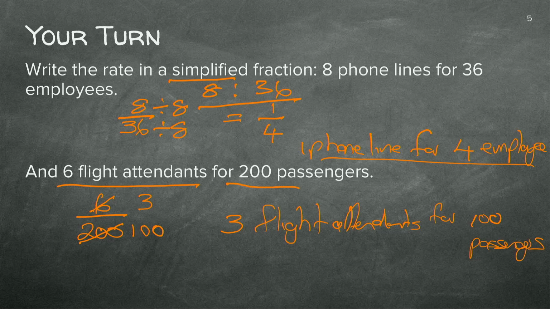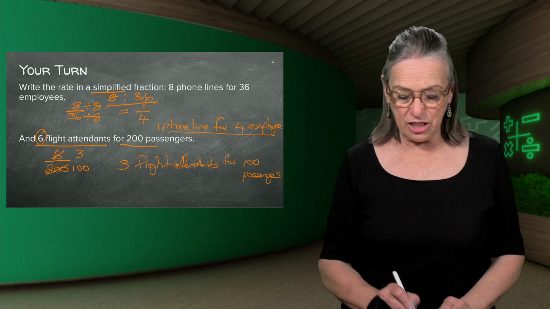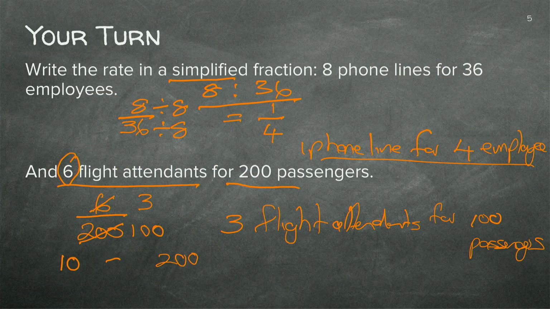So this is how you're going to answer that one. Cool. Say, for example, instead of 6, they changed it to 10 flight attendants for 200 passengers. So what would we do then? Let's take that one out. So let's do, say, 10 for 200 passengers. If we do it like that, 10 over 200, there's an easy way.